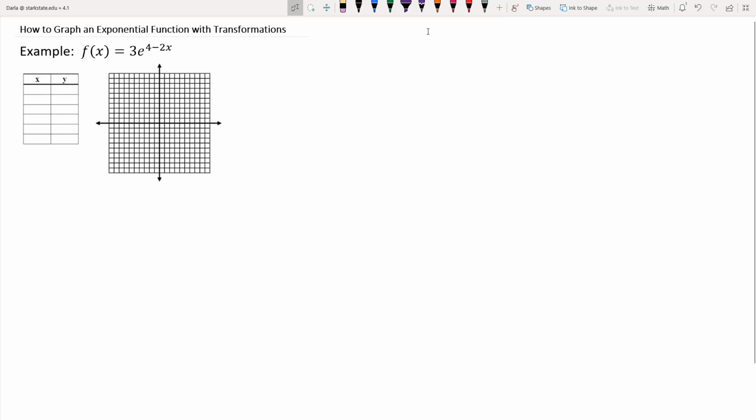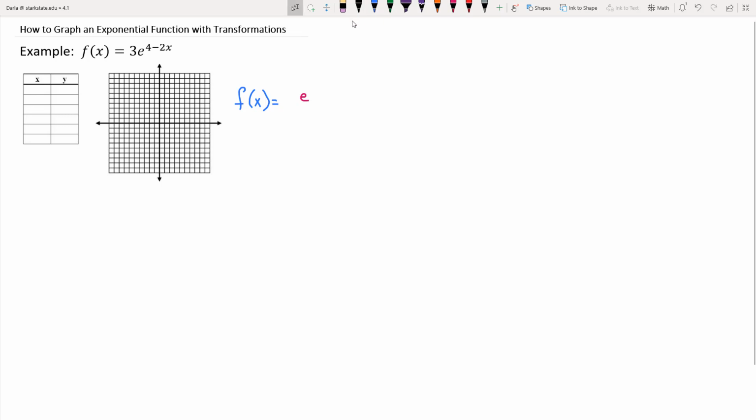The focus of this lesson is on graphing exponential functions using transformations. So it's very important to determine who your base is in your function, and then also you want to rewrite your function in such a way that you can see all of the transformations. So in my case, we can see that the base is e because that's what's being raised to the power.